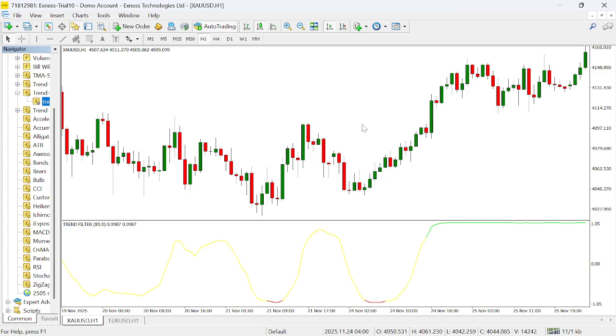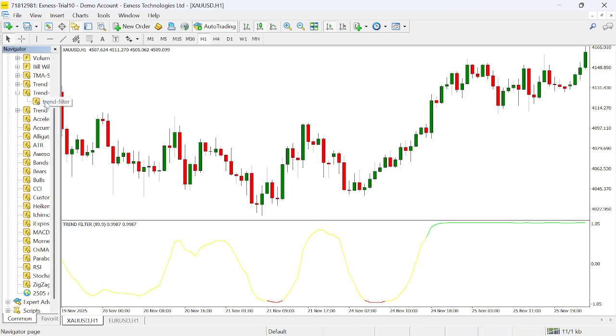In a sideways or range-bound market, the indicator may show a neutral color, as we can see here and all over here, indicating that there is no clear trend and the market is consolidating. The trend filter indicator can be used in conjunction with other technical tools like oscillators, such as RSI or stochastic, moving averages, or price action analysis to confirm trade setups.